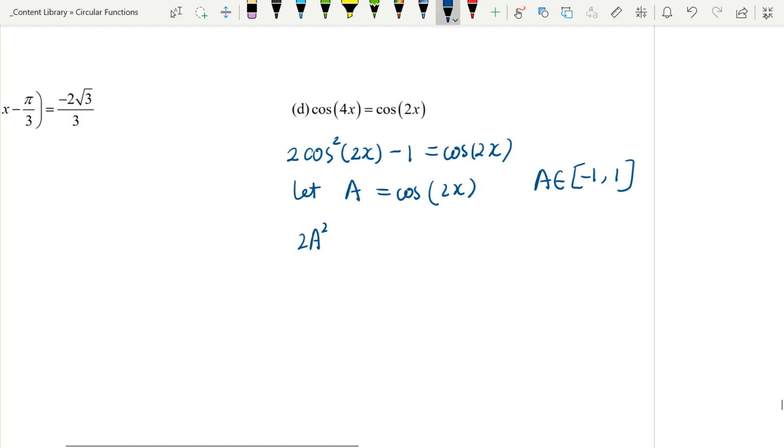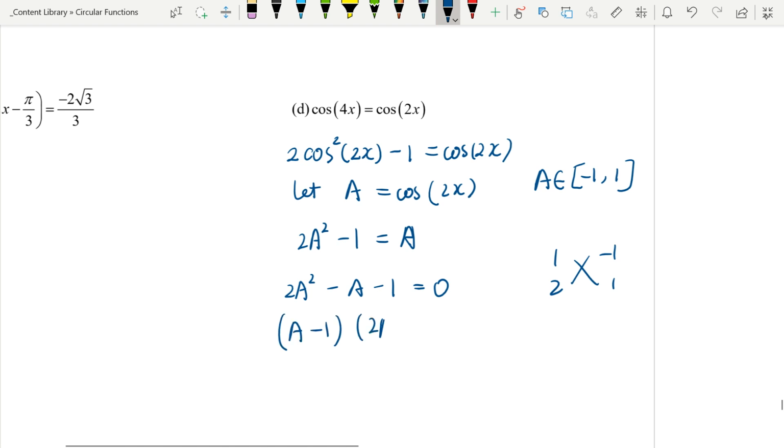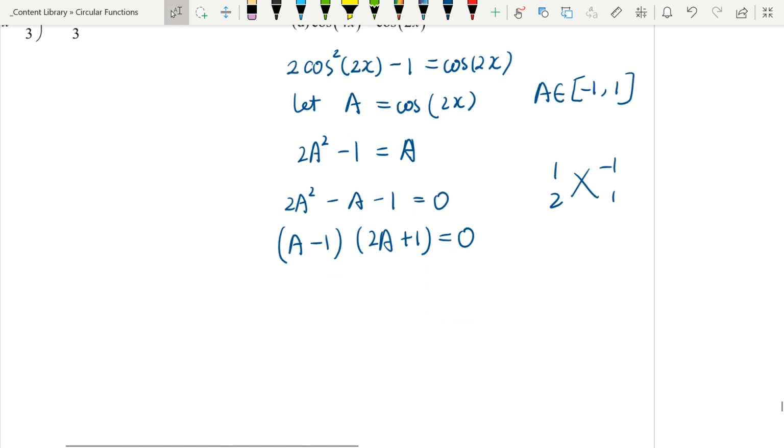So I have 2A squared minus 1 equals A. You won't always need to use that range, but I put it there in case sometimes I solve out a value that I don't really need. So 2A squared minus A minus 1 equals 0. 1, 2, 1, 1, minus 1. So it's minus 2 and 1. That gives me A minus 1 and 2A plus 1 equals 0. So A equals 1 or A equals minus a half.